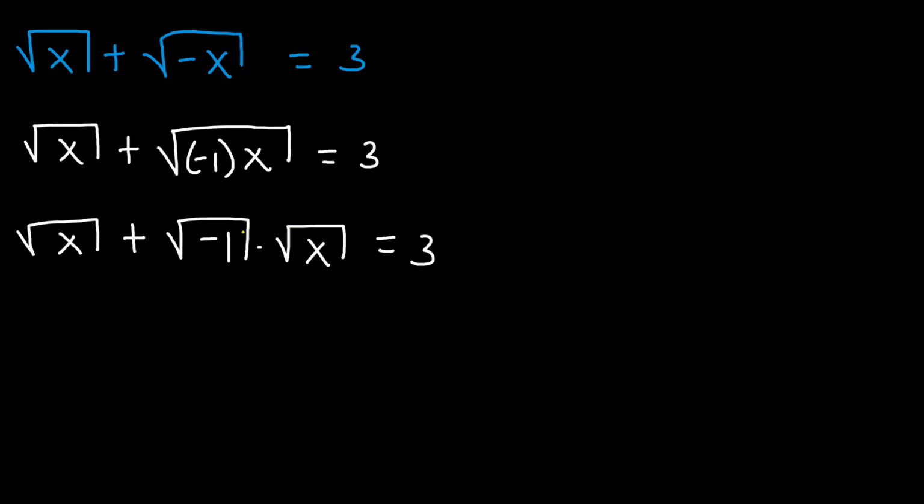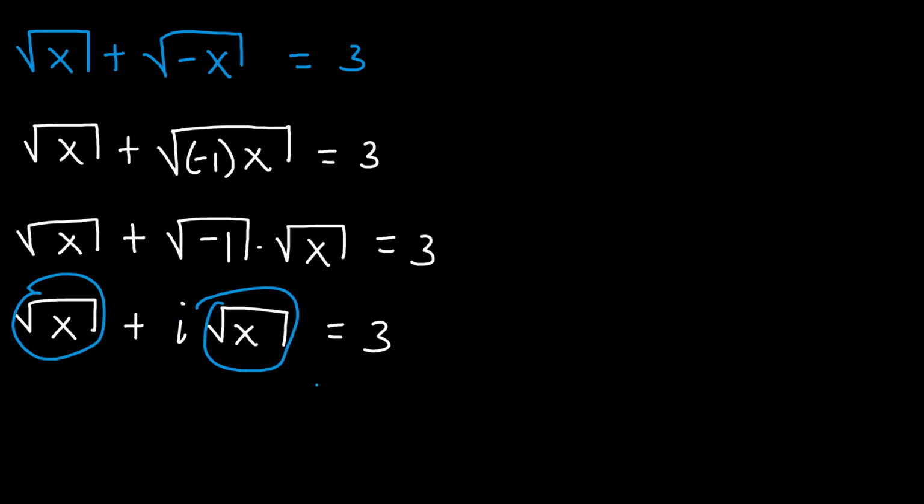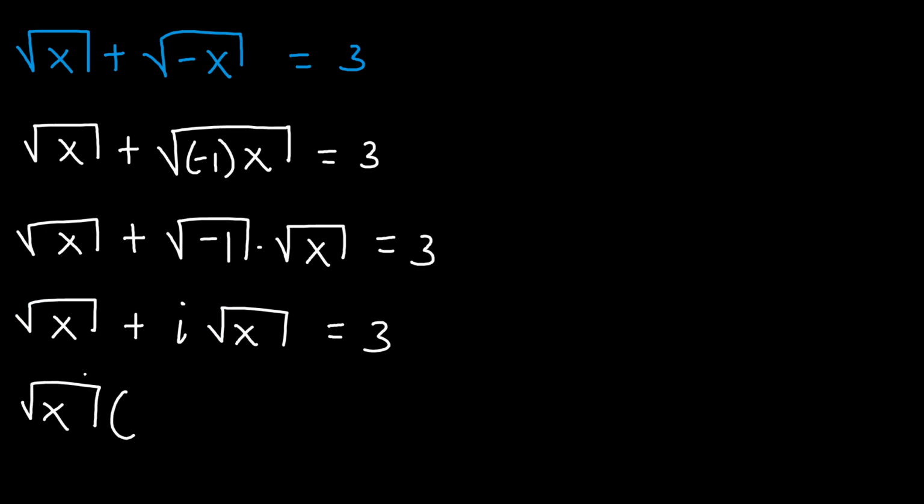And from complex numbers we know that the square root of negative 1 is equal to i. So this will be the square root of x plus i times the square root of x equaling 3. And as you can see, the square root of x is a common factor, so let's pull it out. This will give us the square root of x times, for the first part we shall remain with 1, and for the second part we shall remain with i, equaling 3. And now we can divide both sides by the square root of x.